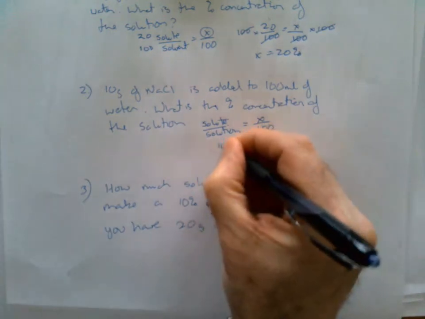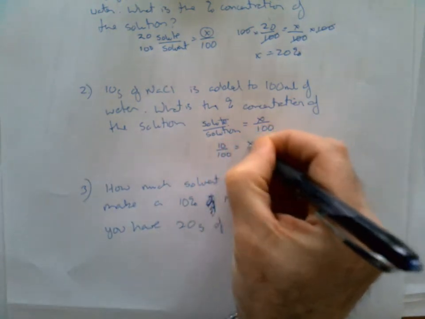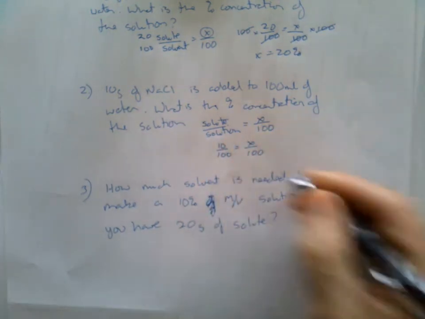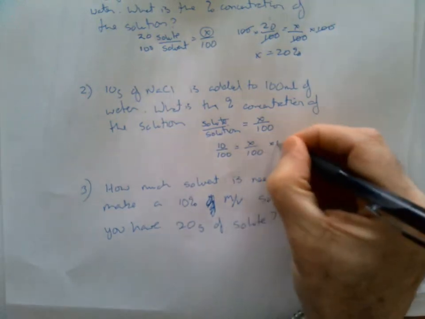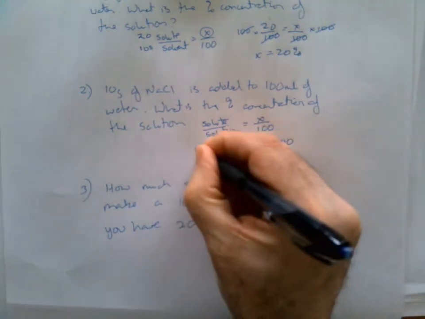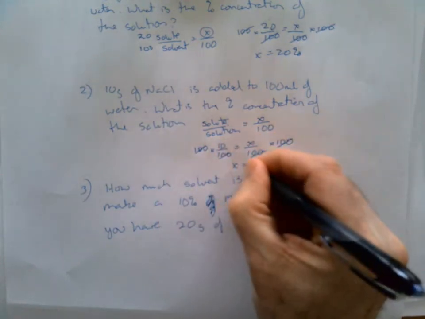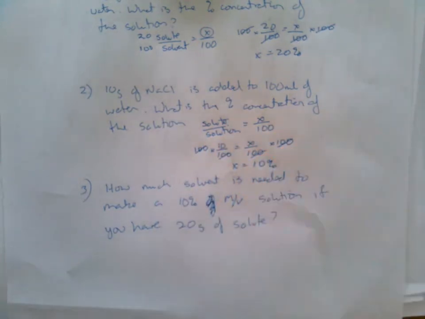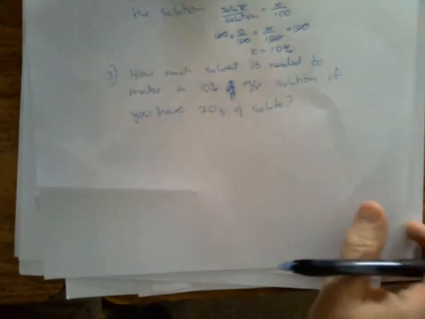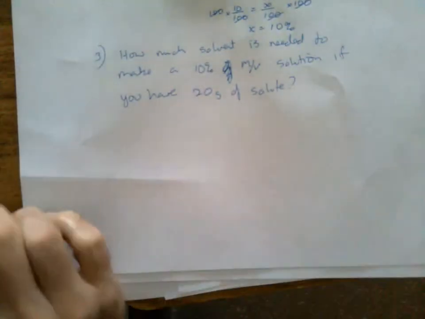So it's 10 over 100 equals x over 100. To get rid of this 100, multiply both sides by 100. X is equal to 10%. So x is always in percentage. And percentage means per 100. So it literally means per 100.